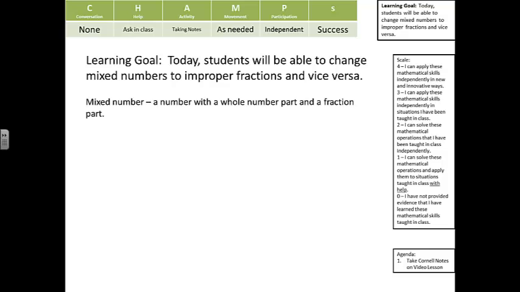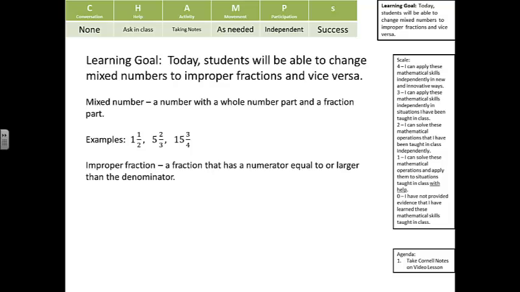Let's talk about what a mixed number is. A mixed number is a number that has two parts. The first part is the whole number part, which tells you how many wholes you have. And then it has a fraction part, which tells you the part of a whole that is left over. So here's some examples of mixed numbers: 1 1/2, 5 2/3, 15 3/4. They each have a whole number part, and then they have a fraction part that tells you part of a whole that's left over.